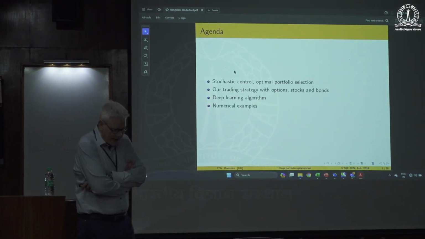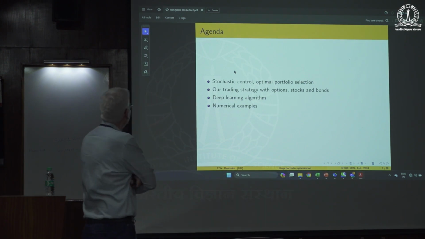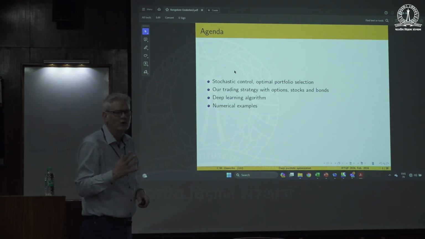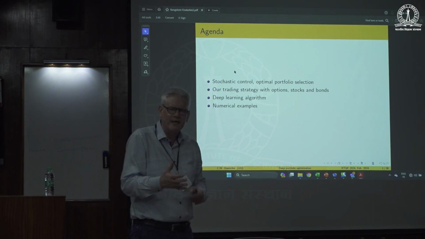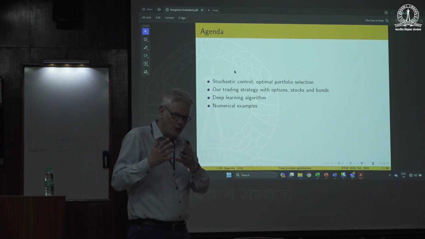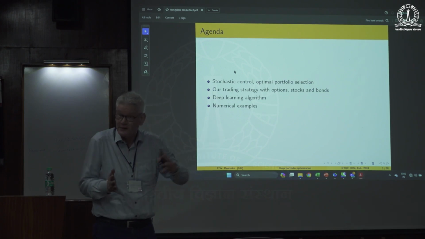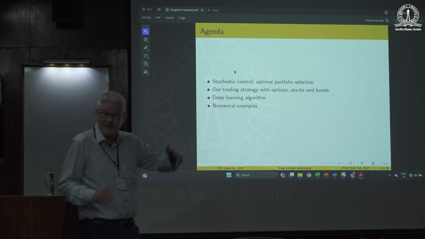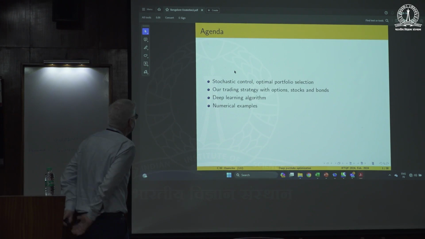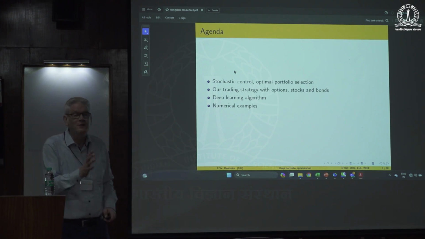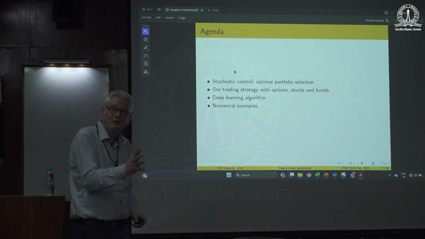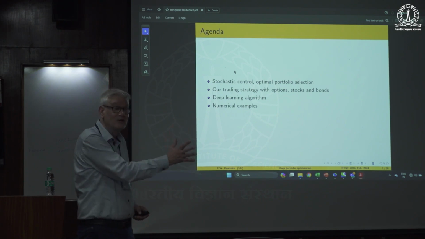So the outline of the talk today: I'll talk a bit about stochastic control. I like stochastic control very much nowadays. You make decisions under uncertainty. Uncertainty is the stock prices, for example, or the wealth process. You make decisions under uncertainty, and then you try to optimize some objective function. So at final time, there is an objective.